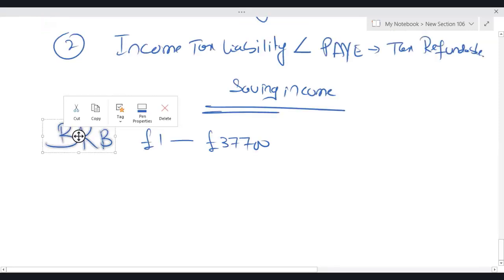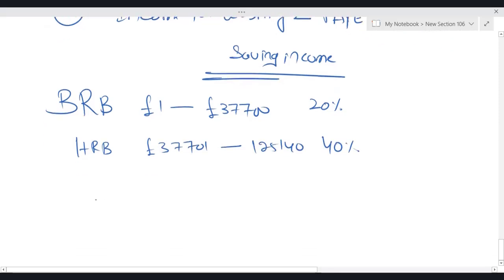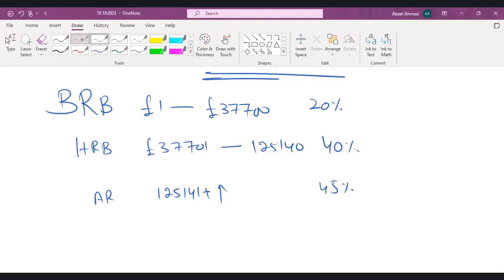Saving income. For the basic rate band, the tax rate is again 20%. Higher rate band, 37,701 goes till 125,140. Applicable tax rate is 40%. Additional rate, 125,141 and above, the rate is 45%. But in saving income, there are a few additional rules as well.